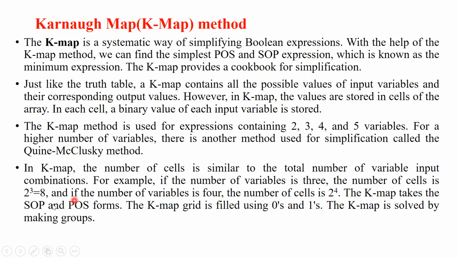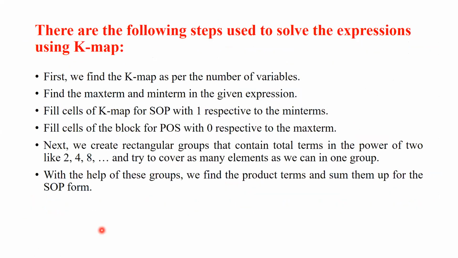Then in the K-map, I can have the SOP form and the POS form. And what will we put inside the K-map? Zeros and ones. The variable which is present we write as 1, and the variable which is absent we write as 0. And this is important, the last sentence: the K-map is solved by making groups. So once I make such an array, suppose 6 cells or 8 cells are there, whichever term is present, I will fill it with 1 or 0, and then we will make groups. Okay, so how to make groups, that you need to understand.